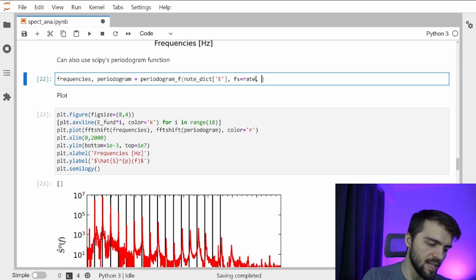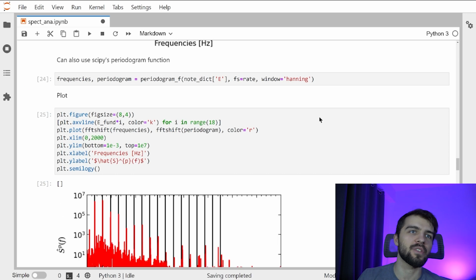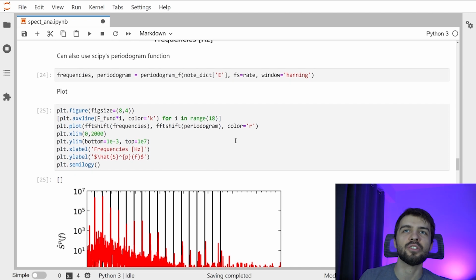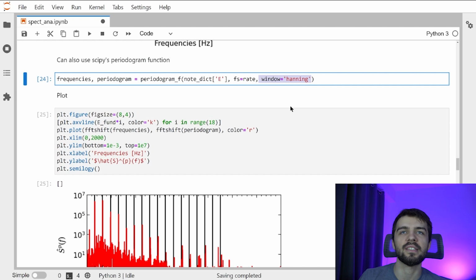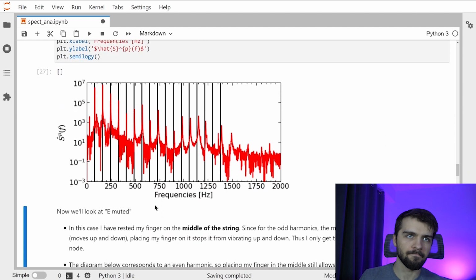By the way, this thing here, window equals Hanning. What this window does is it modifies the time series to avoid excess variance if you're considering a statistical thing. And it will actually give a slightly different result here. But of course, we're not considering a statistical process. We're considering an absolute note that I've measured. So this actually isn't important in this case. And I get my periodogram that looks like this.